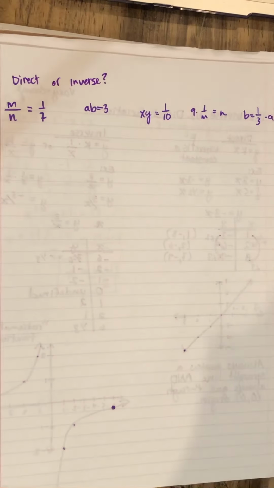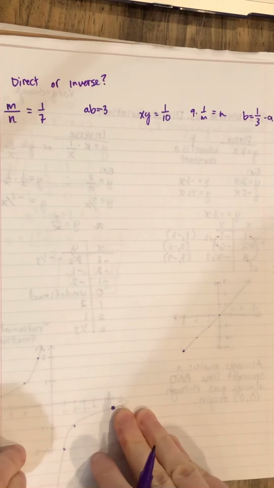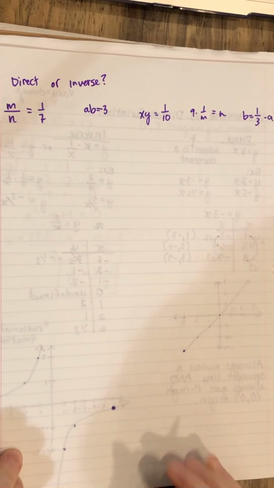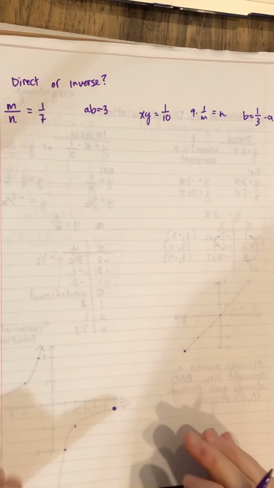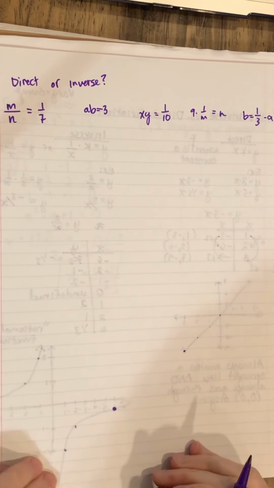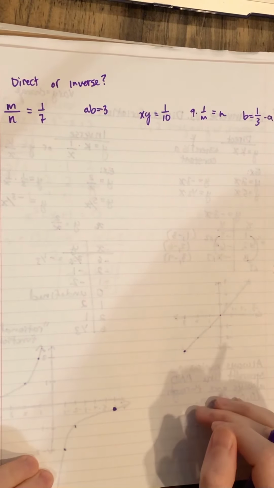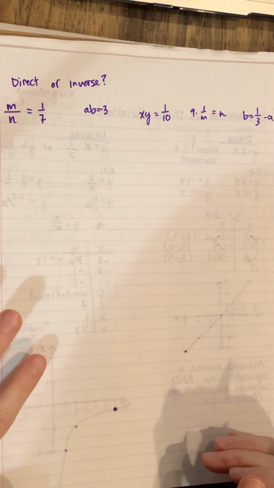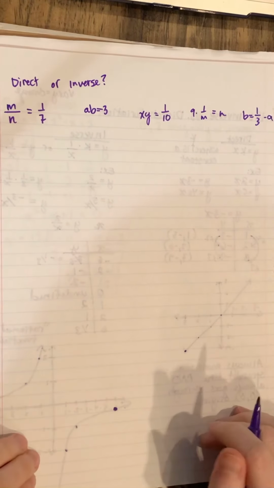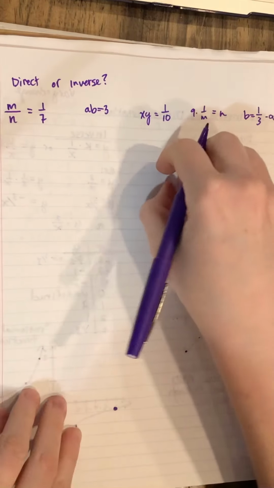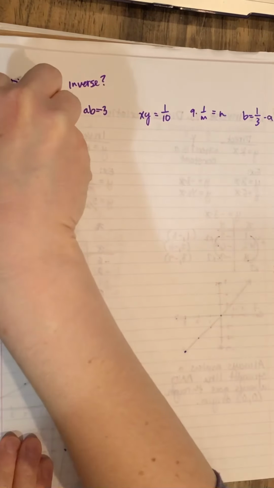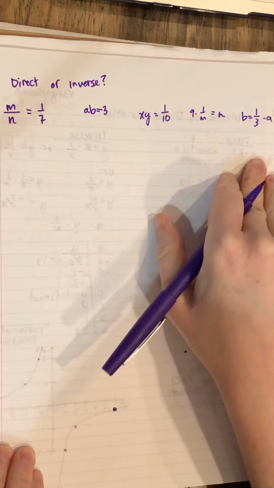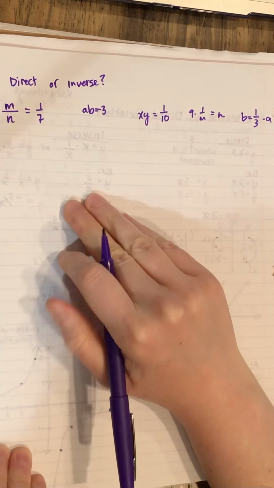And so what you're going to have to do is say, well, neither of these look like any of the forms that I showed you before. Neither of these look like y equals kx or y equals k over x. So what you have to do is solve for one of the variables. It doesn't matter which variable you solve for, just solve for one of the variables. Get one of the variables by itself on one side of the equal sign, and then you'll be able to tell if it's direct or inverse. So here's what I mean.